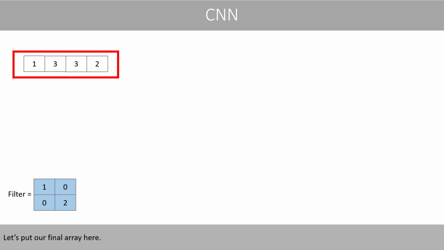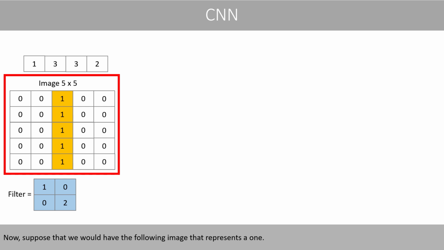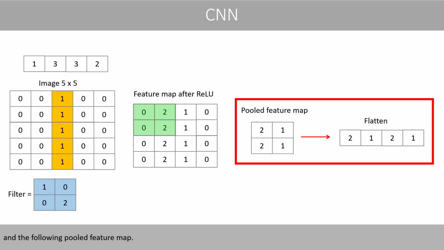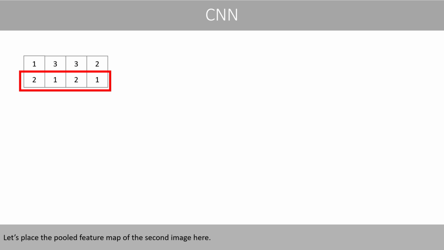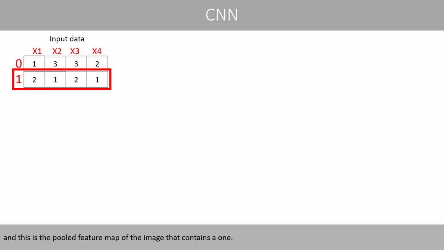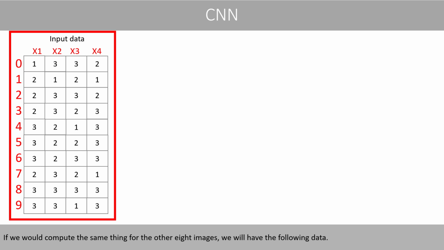Let's put our final array here. Now, suppose that we would have the following image that represents a 1. After performing convolution of the image, that would result in the following feature map and the following pooled feature map. Let's place the pooled feature map of the second image here. This is the pooled feature map of the image that contains a 0. And this is the pooled feature map of the image that contains a 1. If we would compute the same thing for the other 8 images, we will have the following data.